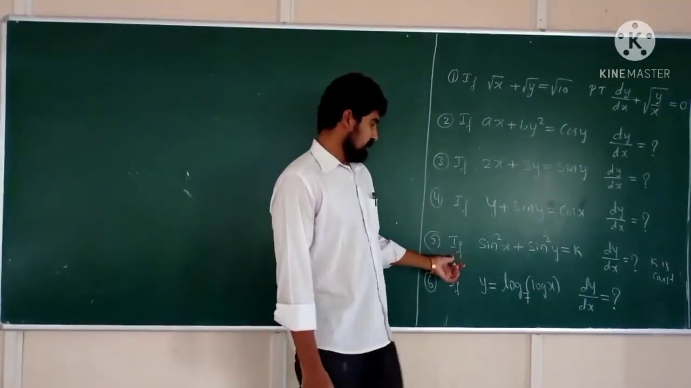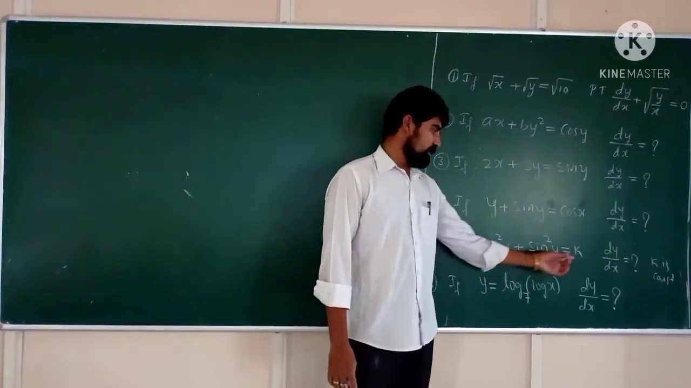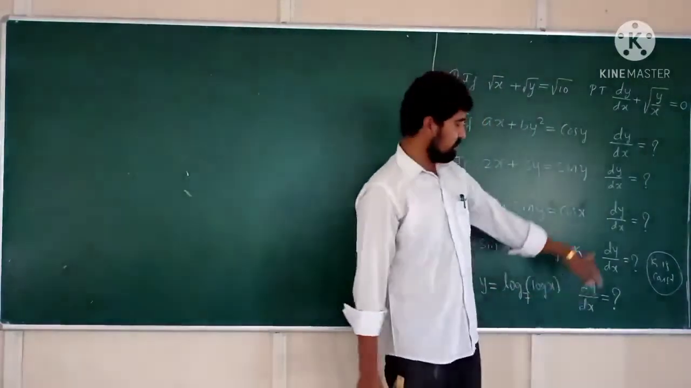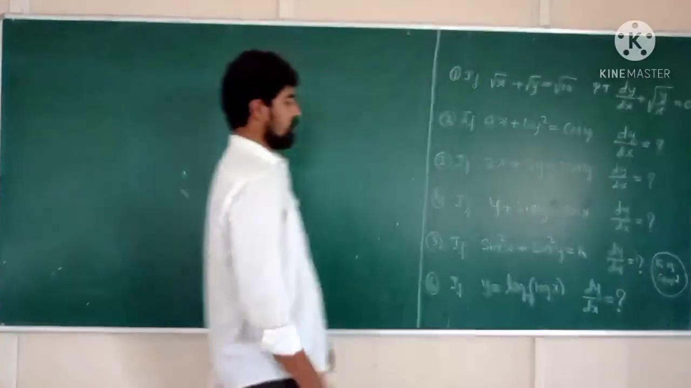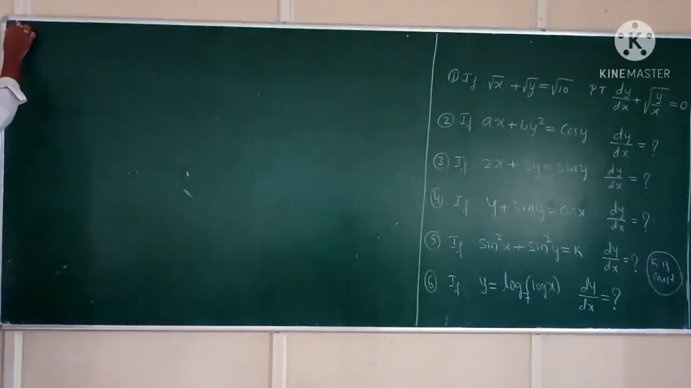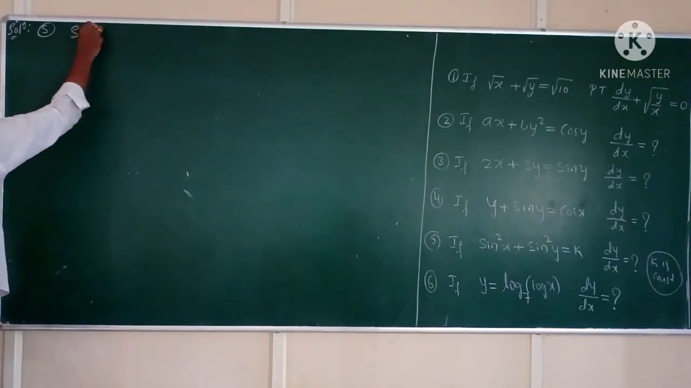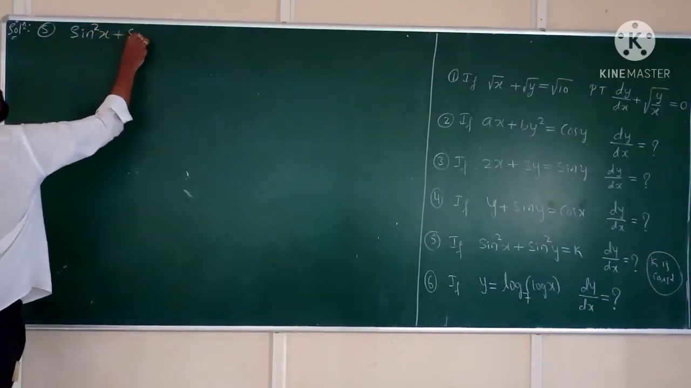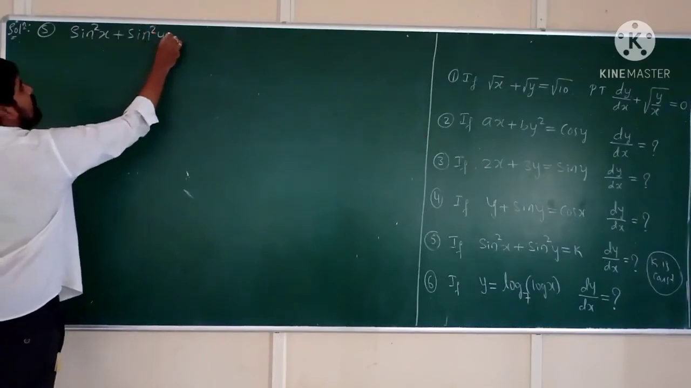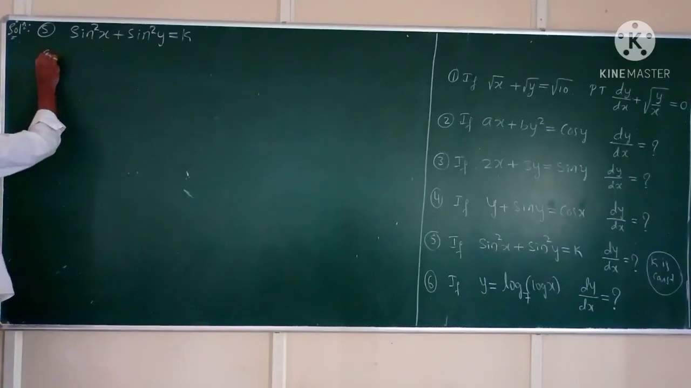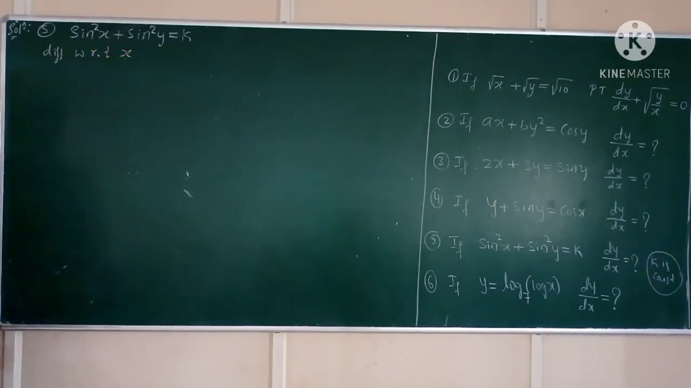Now the fifth question is, if sin square x plus sin square y is equals to k, where k is any constant, then find the value of dy by dx. Let's start the solution. Here it is given that sin square x plus sin square y is equals to k. For dy by dx, differentiate this with respect to x.